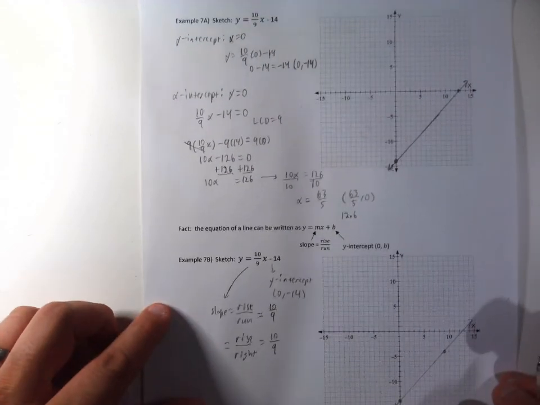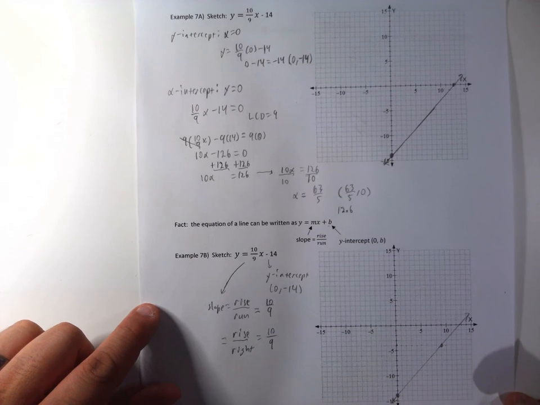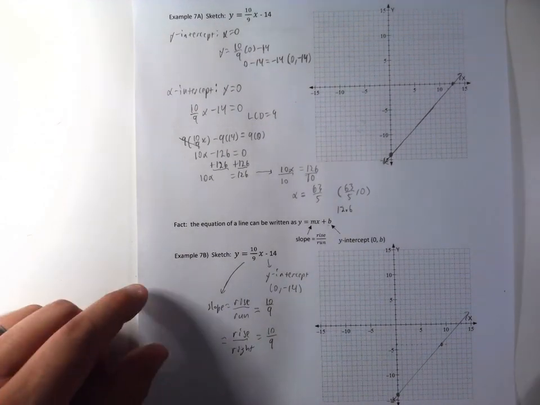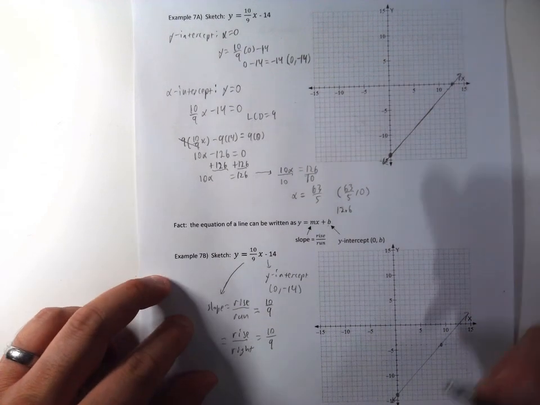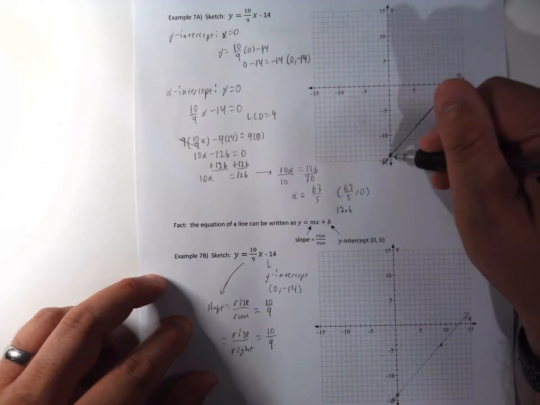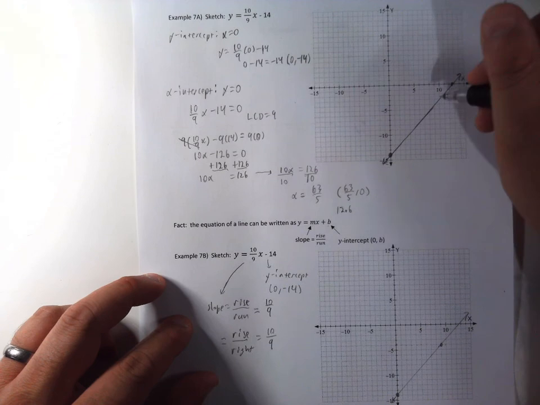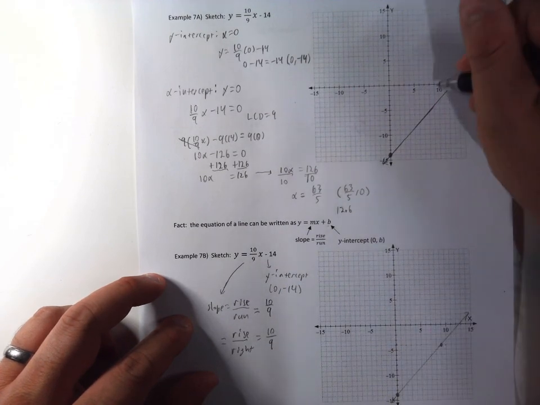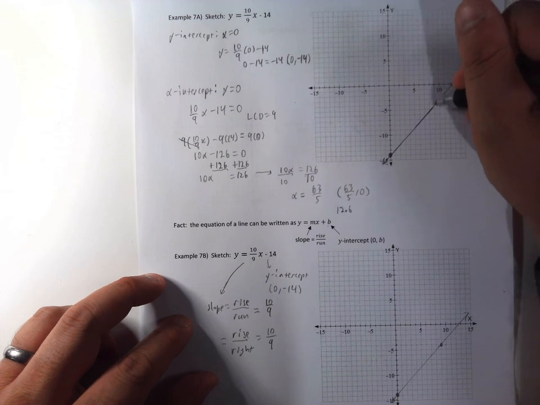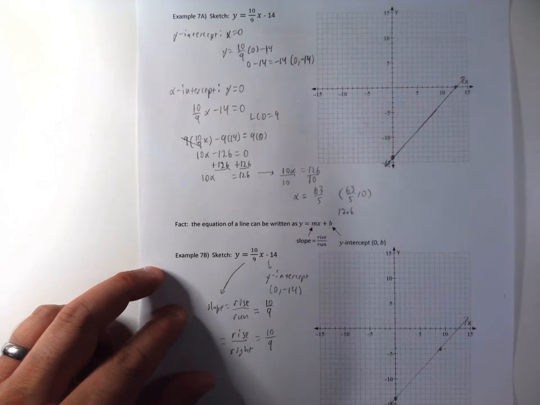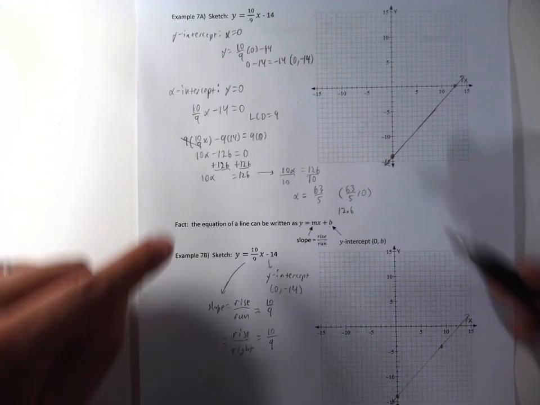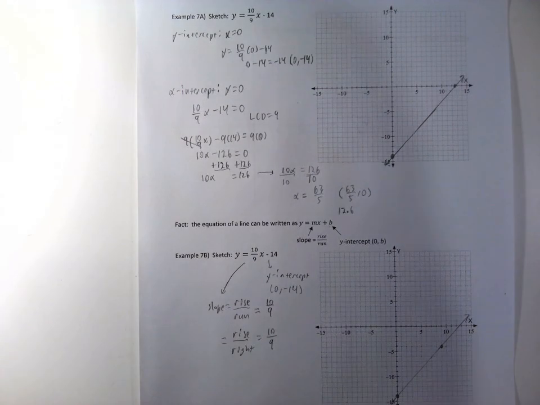Okay, so as you should be able to see, both lines go through 0, negative 14. They also go through 9, negative 4. They go through the same points. I just used two different points here, and here I used this method to get the same line.